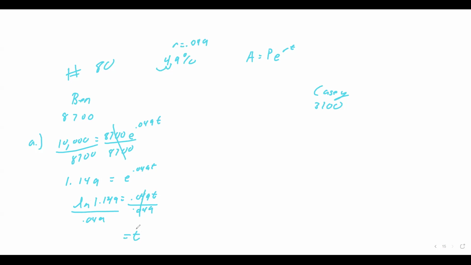So this will tell me my official answer. Again, I'm not going to switch over. I think y'all got it at this point. So this is going to be log of 1.149 divided by 0.049. And so it looks like it would take Ben about 2.83 years.